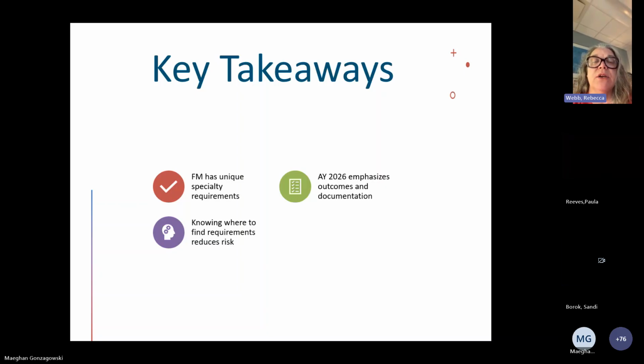So in the academic year 2026, emphasis will be on outcomes and documentation. That is what I'm hearing is being passed down. So that is what you guys need to focus on. And then knowing where to find the requirements in the ACGME common program requirements, as well as specific family medicine requirements, is very important so that you can reduce any risk, because you'll know what those requirements are. Next.